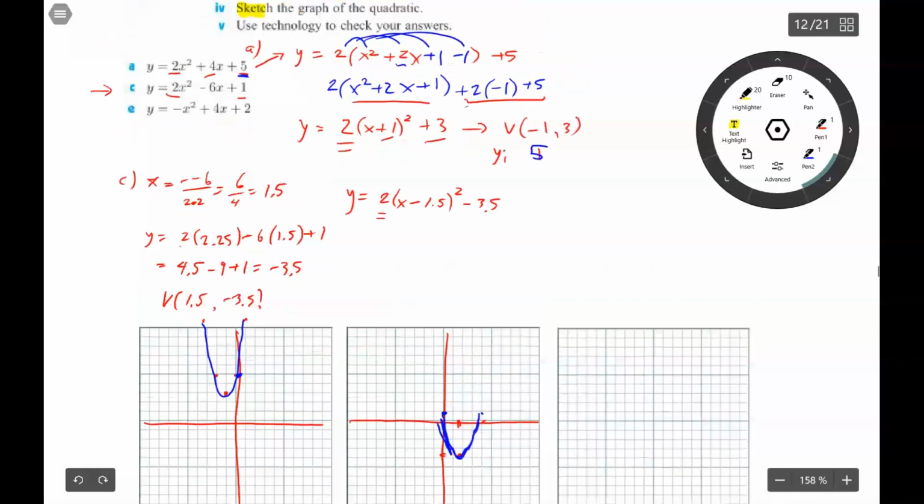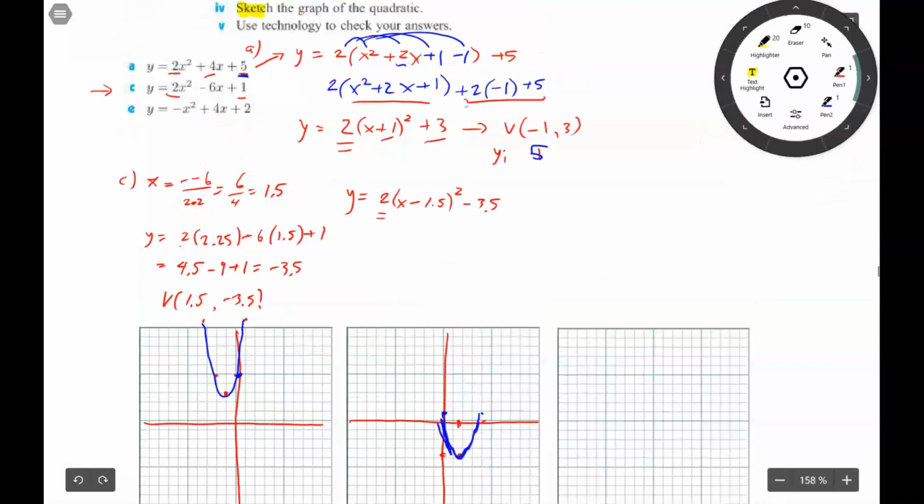All right, let's look at E. Negative x squared plus 4x plus 2. So if we were going to find the vertex, it would be negative 4 over 2 times a, which is negative 2. It's equal to positive 2. So our x value is positive 2 for the vertex.